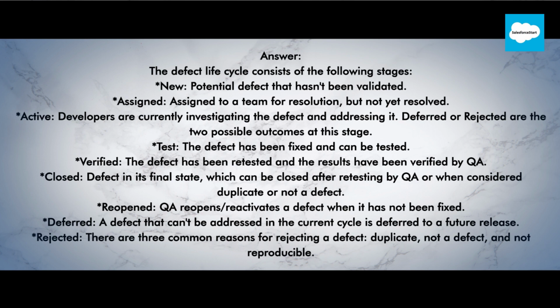closed, the defect in its final state, which can be closed after retesting by QA or when considered duplicate or not a defect; reopened, QA reopens, reactivates a defect when it has not been fixed; deferred, a defect that can't be addressed in the current cycle is deferred to a future release; rejected. There are three common reasons for rejecting a defect: duplicate, not a defect, and not reproducible.